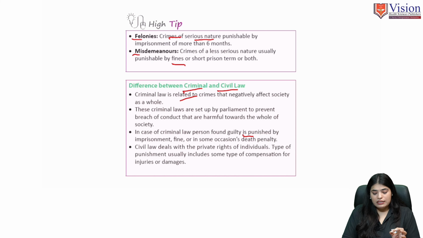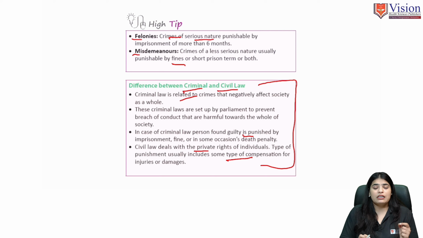Whereas civil laws deal with the private rights of the individual. Okay, and the punishment here is compensation for the injury or the damages, sometimes a fine is imposed, or sometimes minor imprisonment can be there. So this is the main difference between criminal laws and civil laws. In criminal laws the punishment is harsh, but in civil laws the punishment is a little bit on the other side. Okay, there might be a compensation included or imprisonment included. So these are basic terms in laws. Okay, felonies, misdemeanors, and the criminal and civil law.